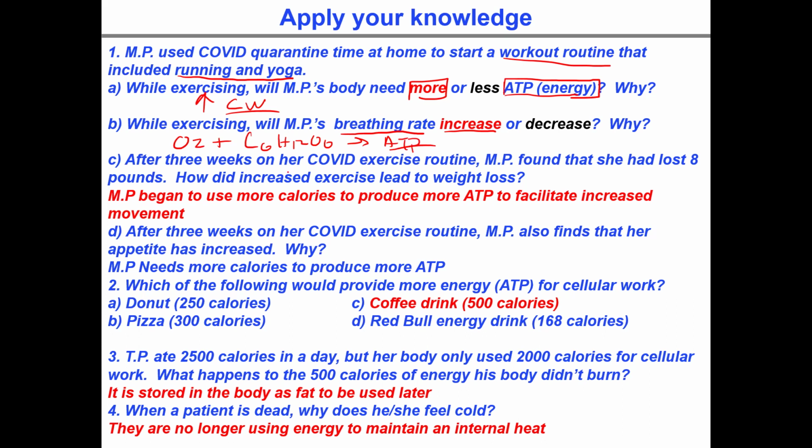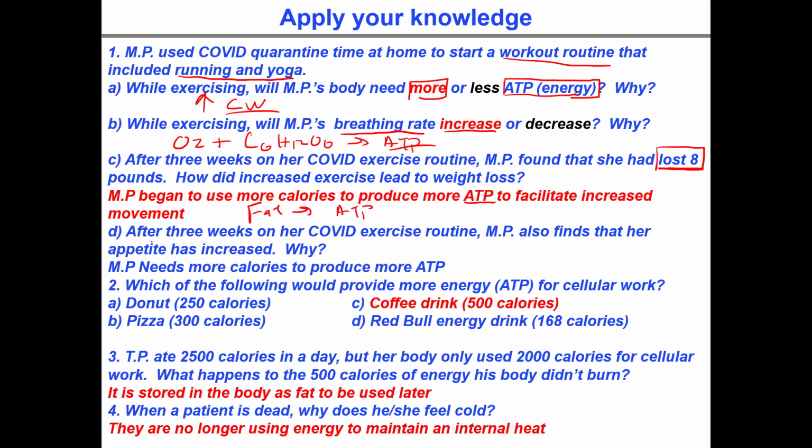All right, so after 3 weeks on her COVID exercise routine, MP found that she has lost 8 pounds. How did increasing exercise lead to weight loss? So MP began to use more calories to produce more ATP to facilitate increased movement. So remember, in this case, one of the 3 ways that we can use energy is we're either using it to move around, but we can also store it as well. So in this case, she had some storages in the form of adipose tissue. And because we had a more increased amount of movement and a more increased amount of breathing rate, we started to utilize more of this energy. So in this case, those fat cells started to become used in order to produce more ATP.